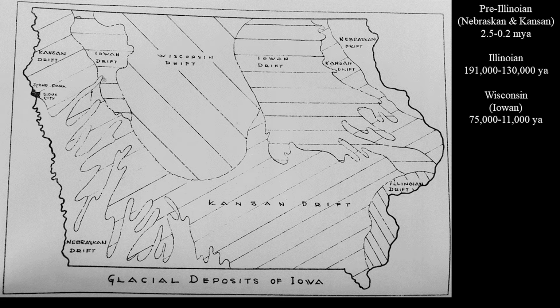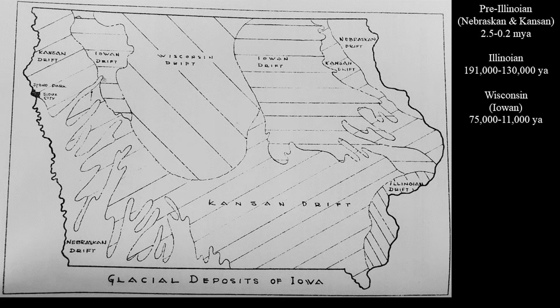Now, here in northwestern Iowa, this area hasn't been glaciated for a long time. Basically a lot of the subsoil in our part of Iowa is from what is called the Kansan Drift or pre-Illinoisan Drift. And this is stuff that was deposited between 2.5 million and 200,000 years ago. So it's a pretty long time ago.